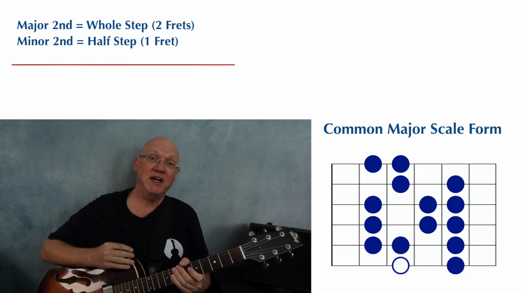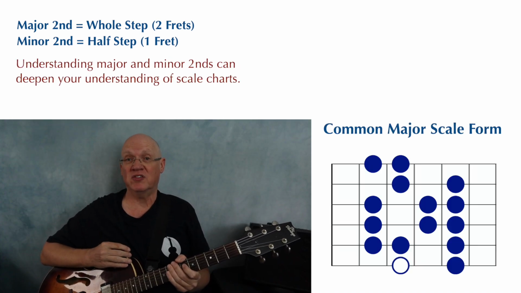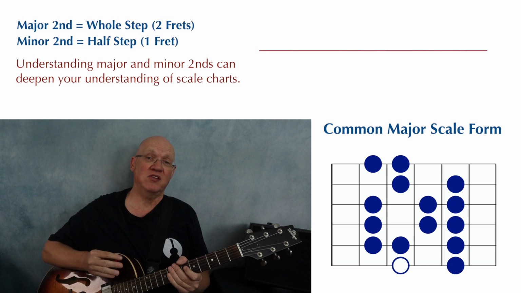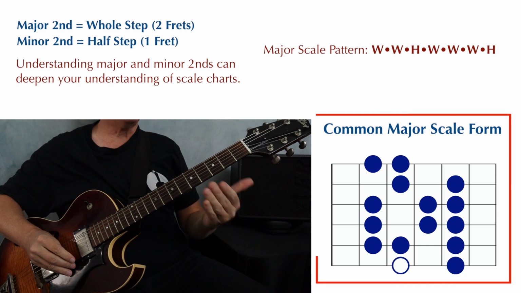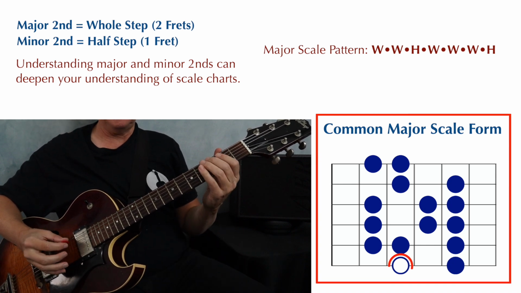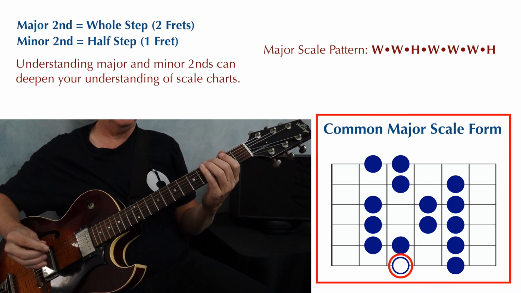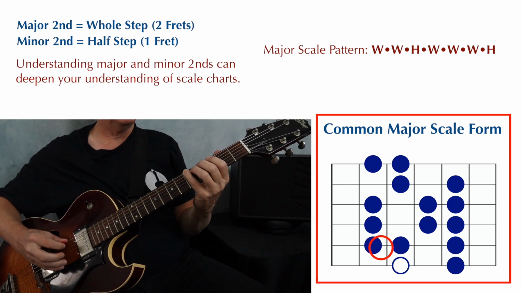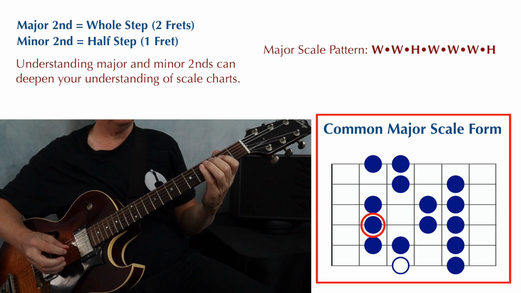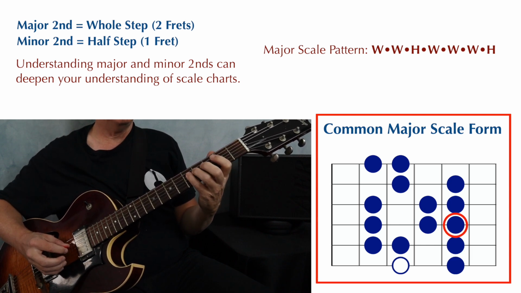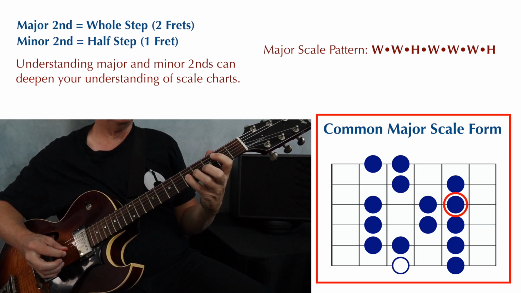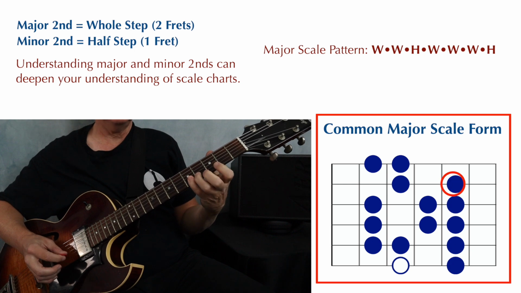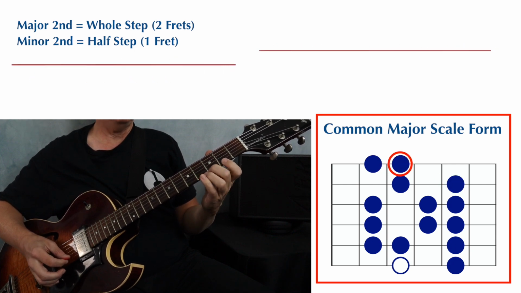You can use this information to deepen your understanding of scale charts. It's one thing to memorize a scale pattern, it's another thing to understand where your whole steps and half steps are. Here's a common major scale form. This is the tonic, or your starting note. And from there, whole, whole, half, whole, whole, whole, half. Then it starts over: whole, whole, half, whole, whole, whole, and half.